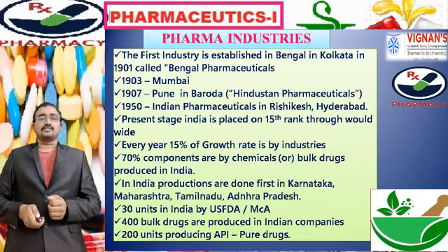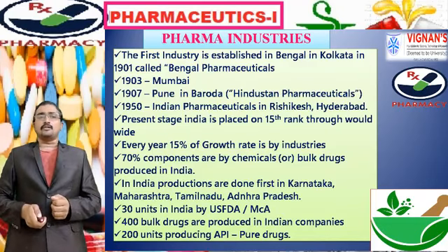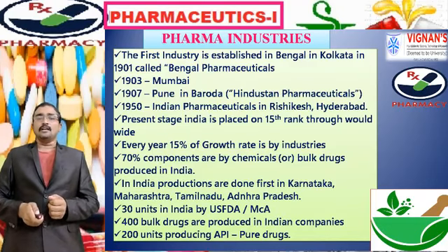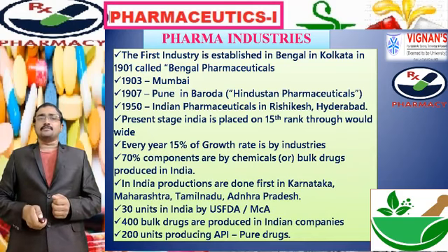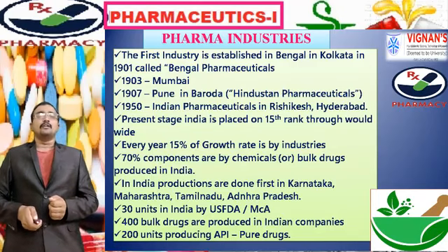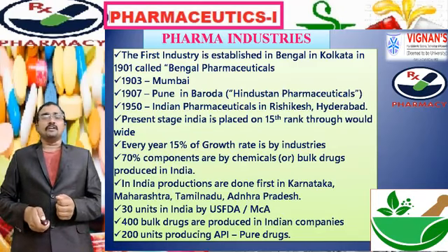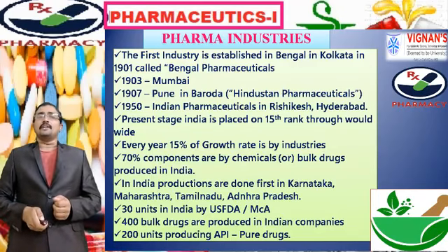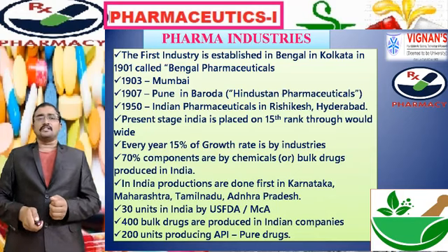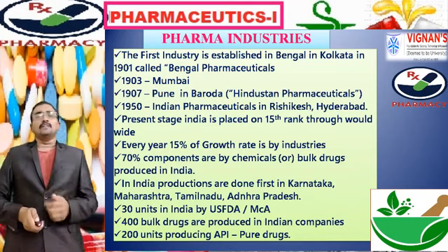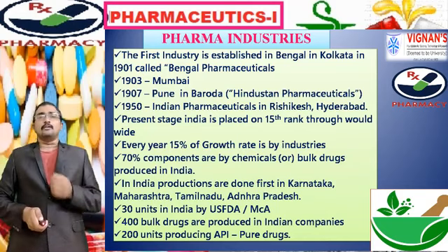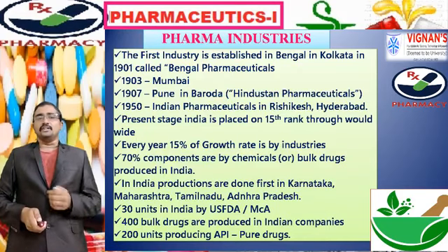At the present stage, India is placed 15th rank worldwide in pharma industry establishments. Every year there is a 15% growth rate in the pharma industries. 70% of the components, mainly chemicals or bulk drugs, are produced in India.